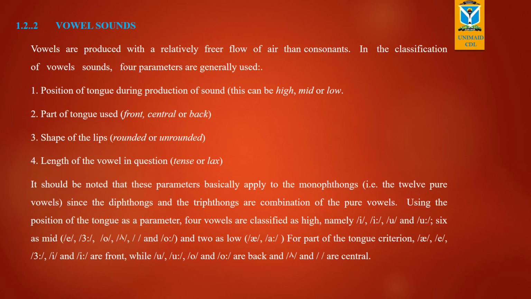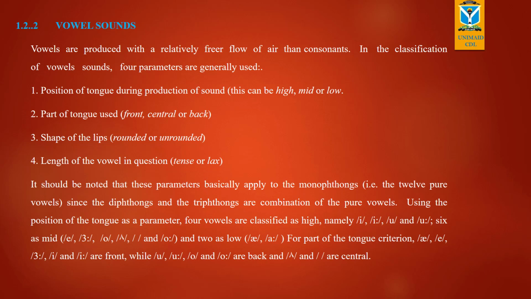For vowel sounds, they are produced with a relatively freer flow of what? Of air than consonants. In the classification of vowel sounds, instead of three basic parameters, here we're using four parameters to describe each of the vowels. And here we're talking about 20 vowels of English. For the first parameter, we're using the position of the tongue during production of that sound, and this can be whether the sound is high, mid, or low. That is the first parameter.